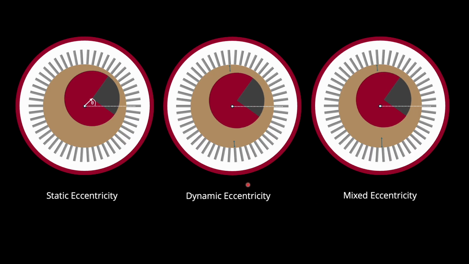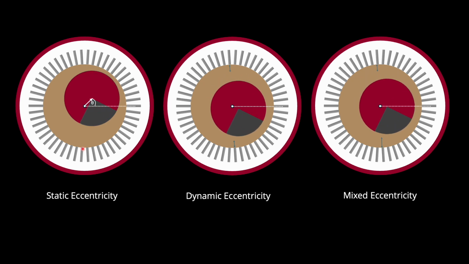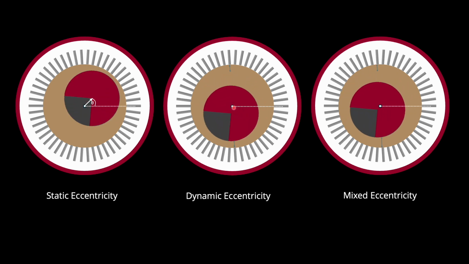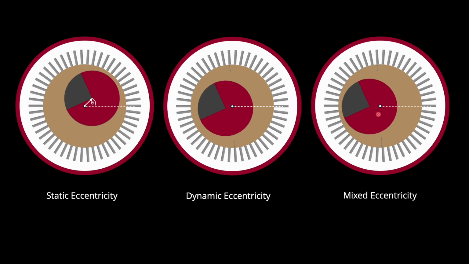Eccentricity faults are primarily of three types: static, dynamic, and mixed eccentricity fault. In static eccentricity fault, the center of the stator does not align with the center of the rotor and rotation. In dynamic eccentricity fault, the center of stator and center of rotation do not align with the center of the rotor. And in mixed eccentricity fault, all three centers are in different positions.